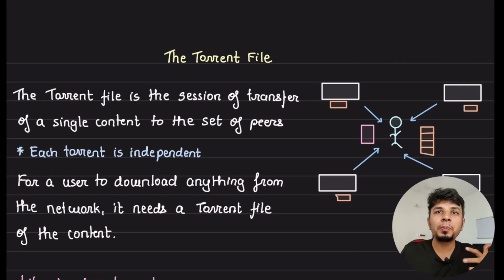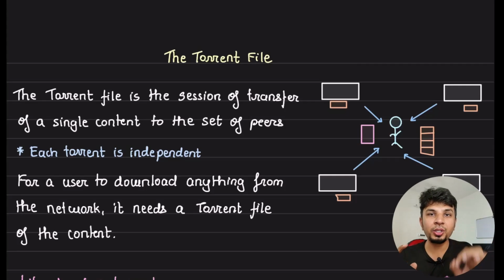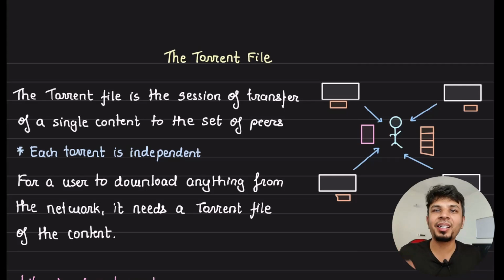So to download or upload any file from the torrent network, we need a .torrent file. But what exactly is this file? In this second video of the BitTorrent internal series, we take a detailed look into the .torrent file and understand its life cycle, what information it holds, and the encoding that it uses to structure the data internally.